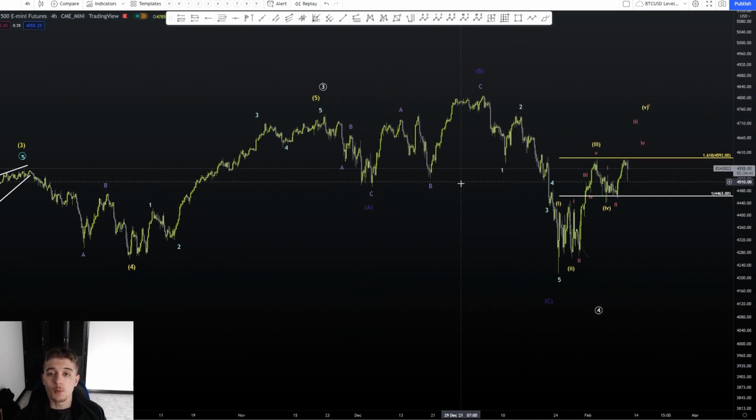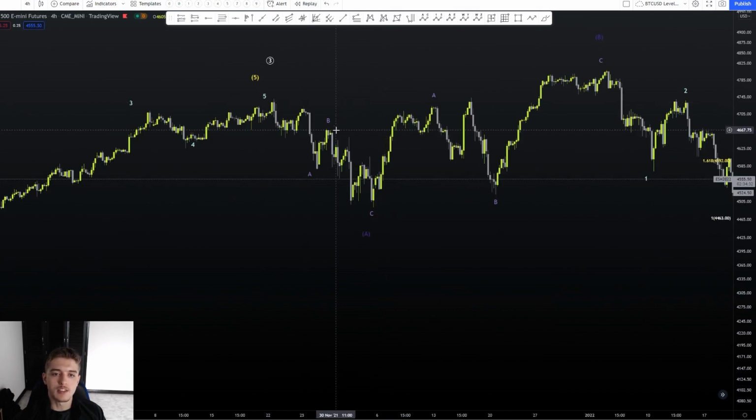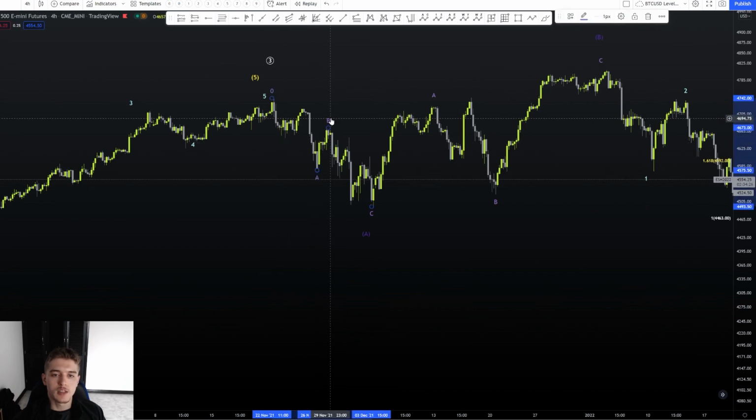Now, this is definitely not a perfect way to count it. You do not get a nice perfect wave A. This wave A is a little bit tricky to subdivide, but we could count it as an ABC for a zigzag. This would probably be a 1 2 3 4 5 for the wave A, ABC, wave B. This wave C would be a little bit tricky to count.